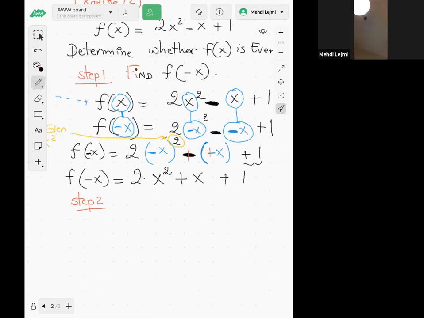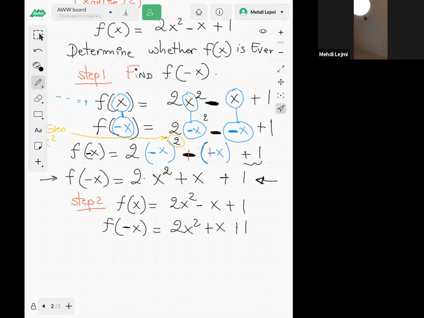Now, as I said in step 2, we're going to compare the 2 functions. So the f of x, which is the original function given in the problem, the initial function, which is 2x squared minus x plus 1, and then my f of minus x, that's the function I got in the first step, which is 2x squared, and then it's plus x plus 1. Right? So now the question is, are they the same? Well, obviously there's a difference here. This is a minus, and here it's a plus. So they are not the same. They are not equal.